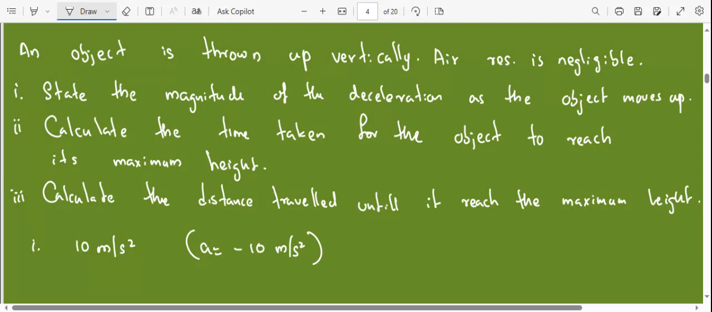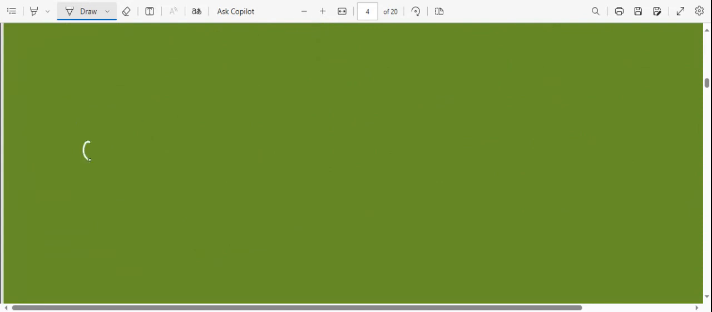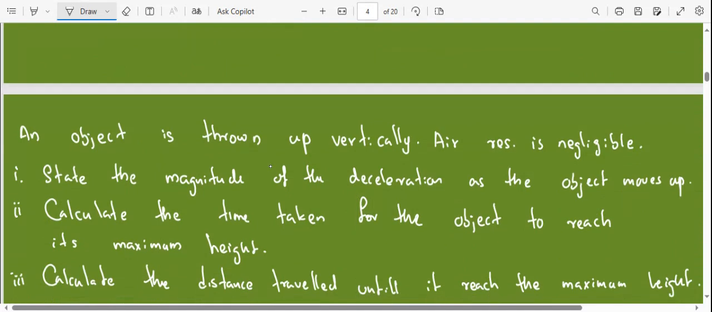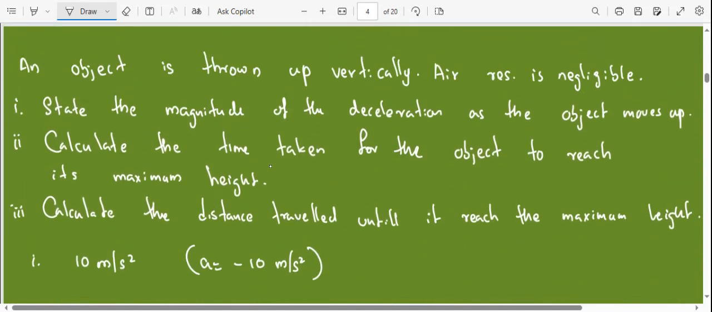Right. Then second part, calculate the time taken for the object to reach its maximum height. We know if an object is thrown vertically upward, what will happen? To do that, actually I didn't give you the speed. You need the speed actually, right?